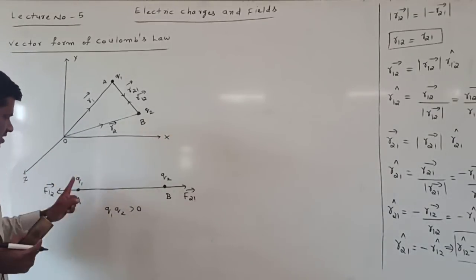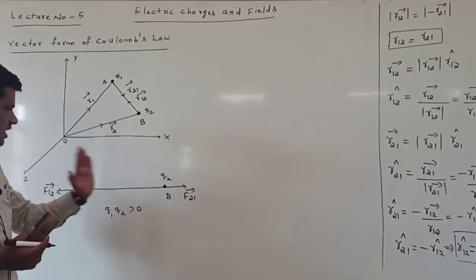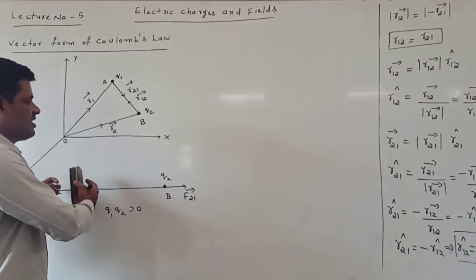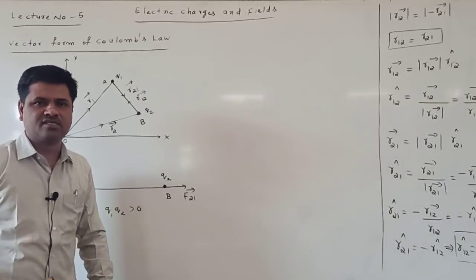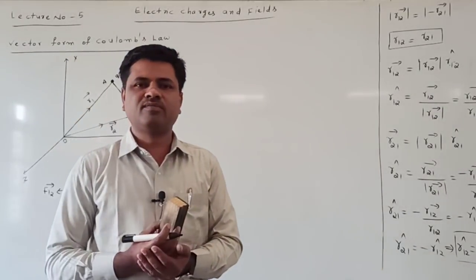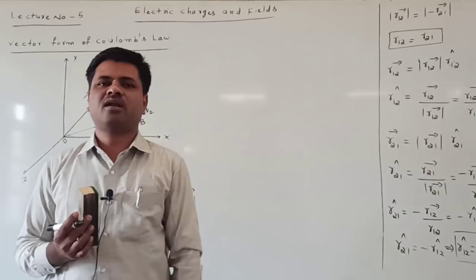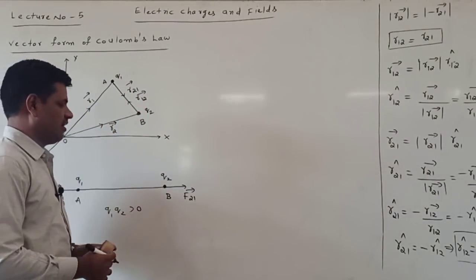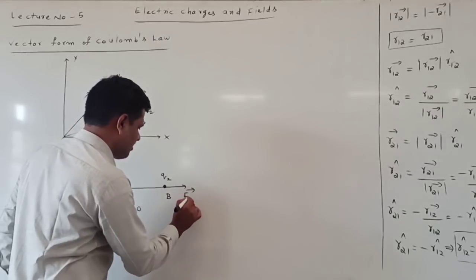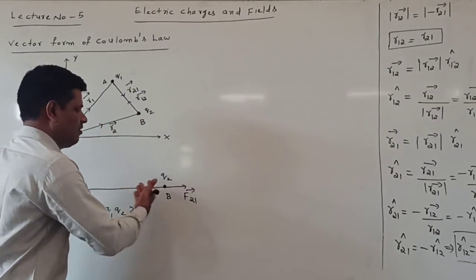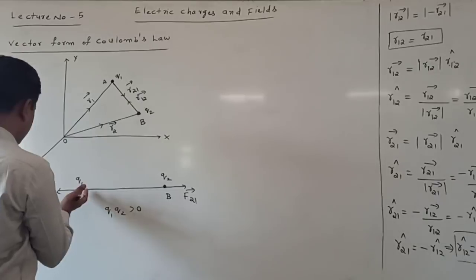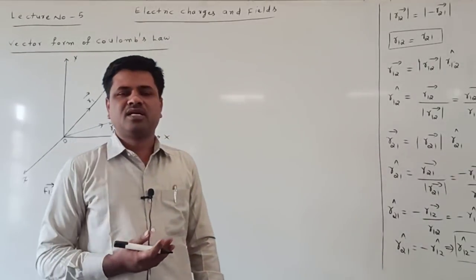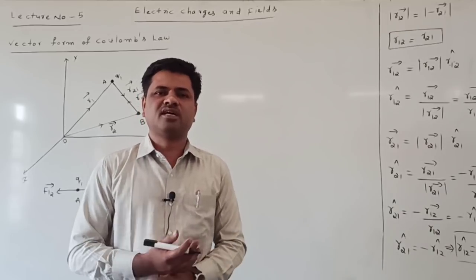These two charges repel each other because they are like charges. That's the reason the forces act away from the charges. The forces act away from each other because both charges are like charges. That's the reason we give the directions away from the charges, F21 bar and F12 bar in these directions, because like charges repel each other.